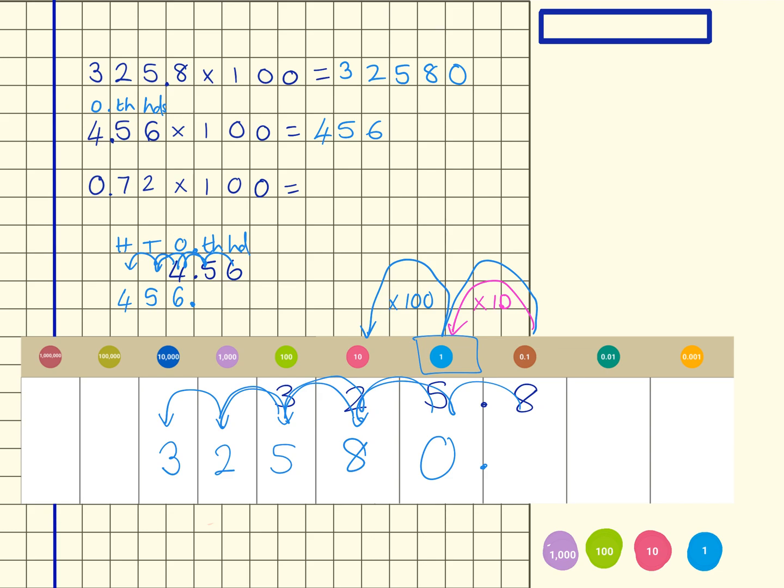And then for the final question here, using the same method, the digits would move 1, 2 around the place value column. So you can see you would end up with 72.